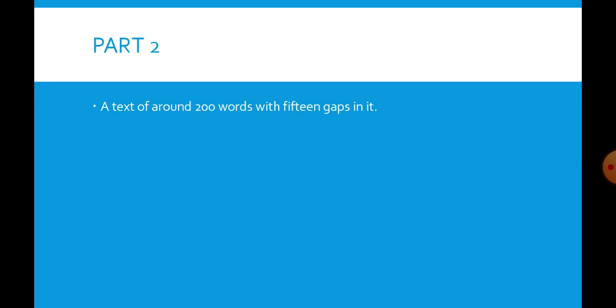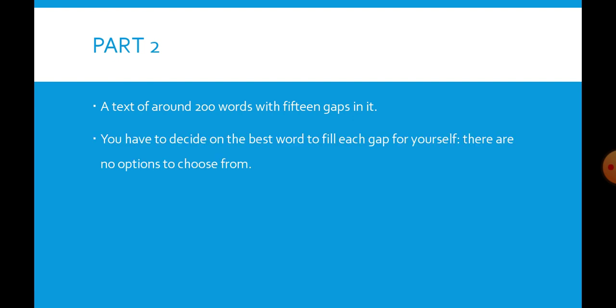Okay, next I'm gonna explain about use of English part 2 now. Okay, for use of English part 2, it is also a text of around 200 words with 15 gaps in it. But this time, you have to decide on the best word to fill each gap for yourself. Remember, there are no options to choose from. You must only use one word in each gap.